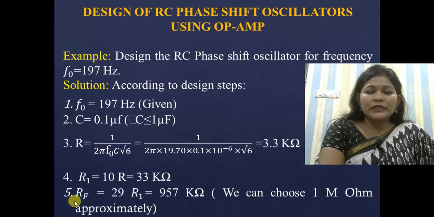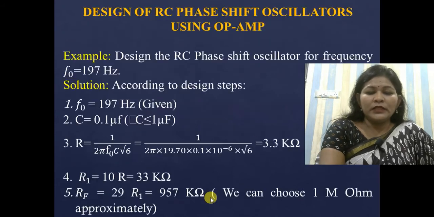The next step is to calculate the value of RF. In the case of the RC phase shift oscillator, RF is always equal to 29 R1. After calculating, RF will be equal to 957 kilo ohm. Here we can choose the approximate value, which is 1 mega ohm. You can also choose a potentiometer or variable resistor in the circuitry.